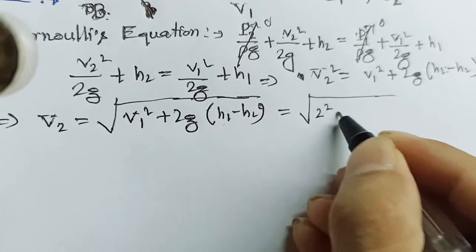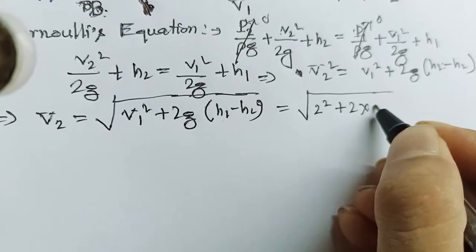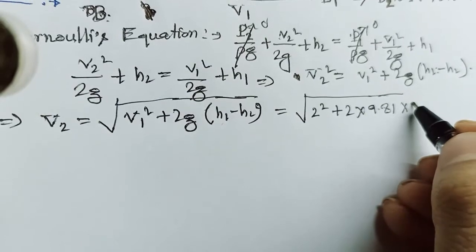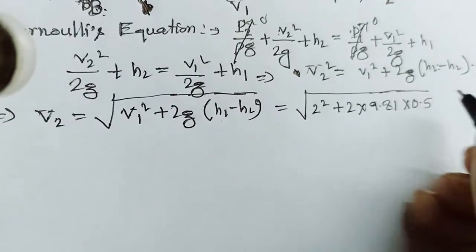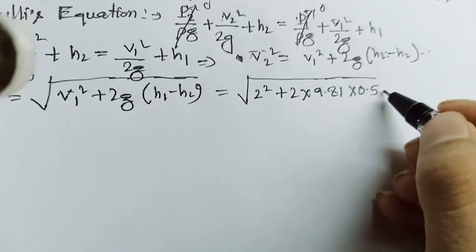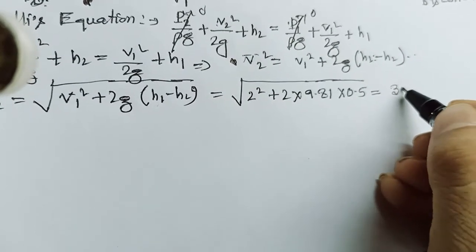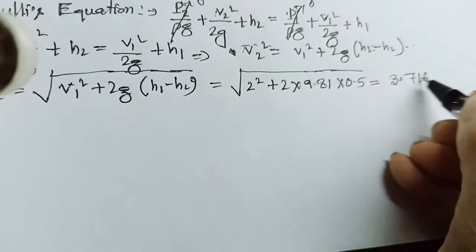If we put all the values, V1 is given as 2, plus 2 into 9.81 into the height difference, which is equal to 0.5. If you calculate this, then we'll get the velocity V2 approximately 3.716 meter per second.